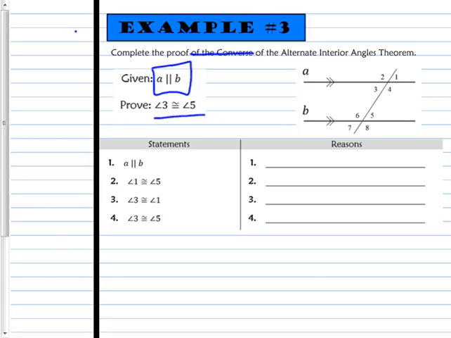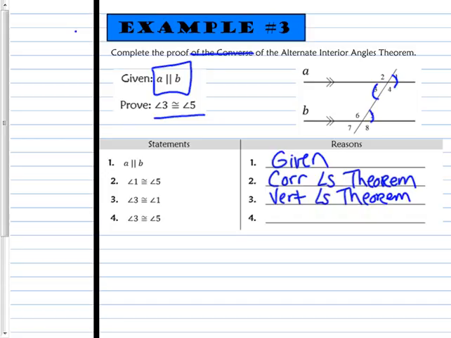So first up, A is parallel to B. And again, that's the given. We should be pretty comfortable with that step. And then it says that angle 1 is congruent to angle 5. Any ideas why angle 1 is congruent to angle 5? Corresponding angles theorem. And again, you can see that I'm abbreviating, and feel free to abbreviate. And then it also tells us that angle 3 is congruent to angle 1. This one should be very, very familiar. We've done this now for 3 days. Vertical angles theorem.